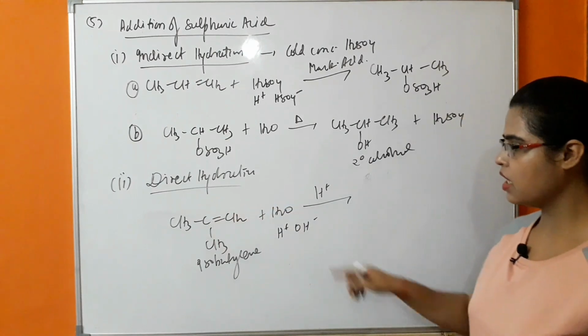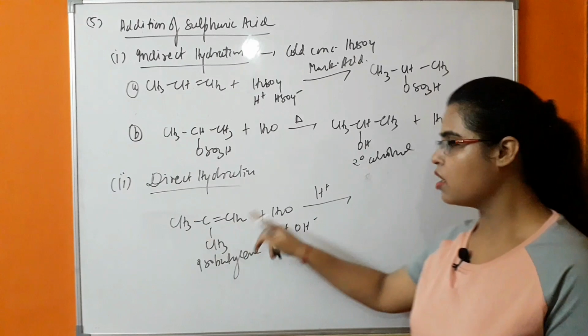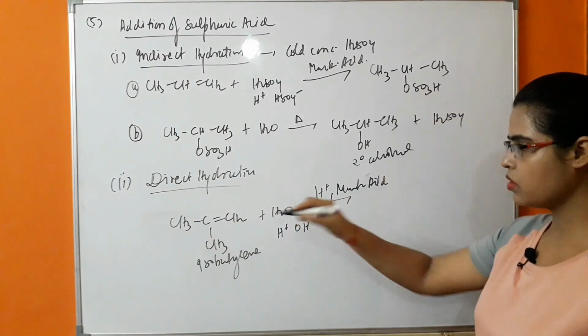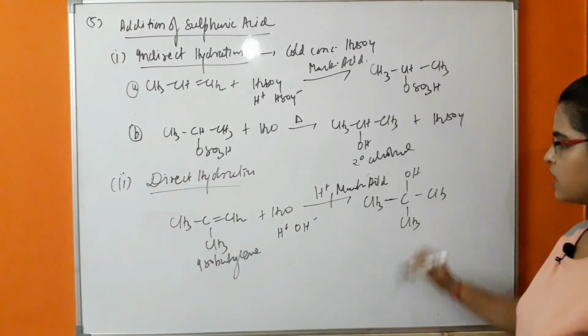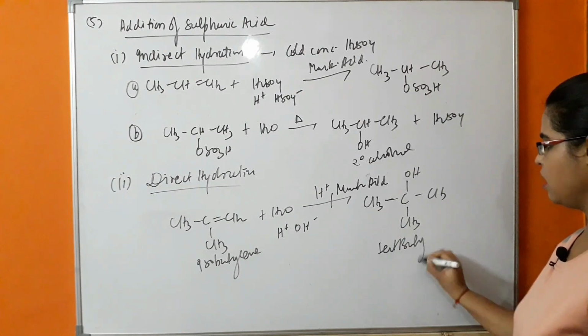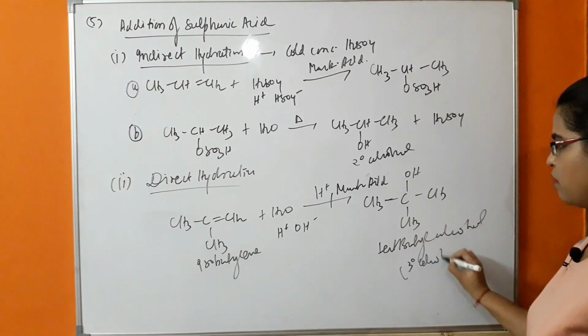So what will be happening? This nucleophile will attack the carbon which has less hydrogen. Because of that, it is following Markovnikov addition. So there will be formation of, this is a tertiary alcohol. It means this is tert-butyl alcohol. That is, a 3-degree alcohol will be formed.